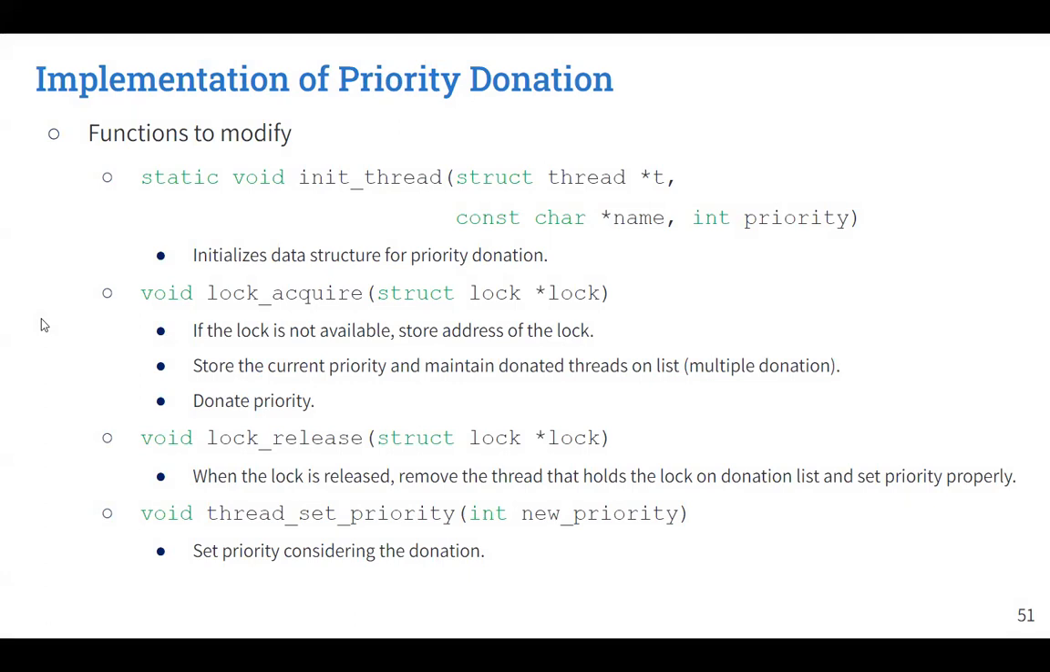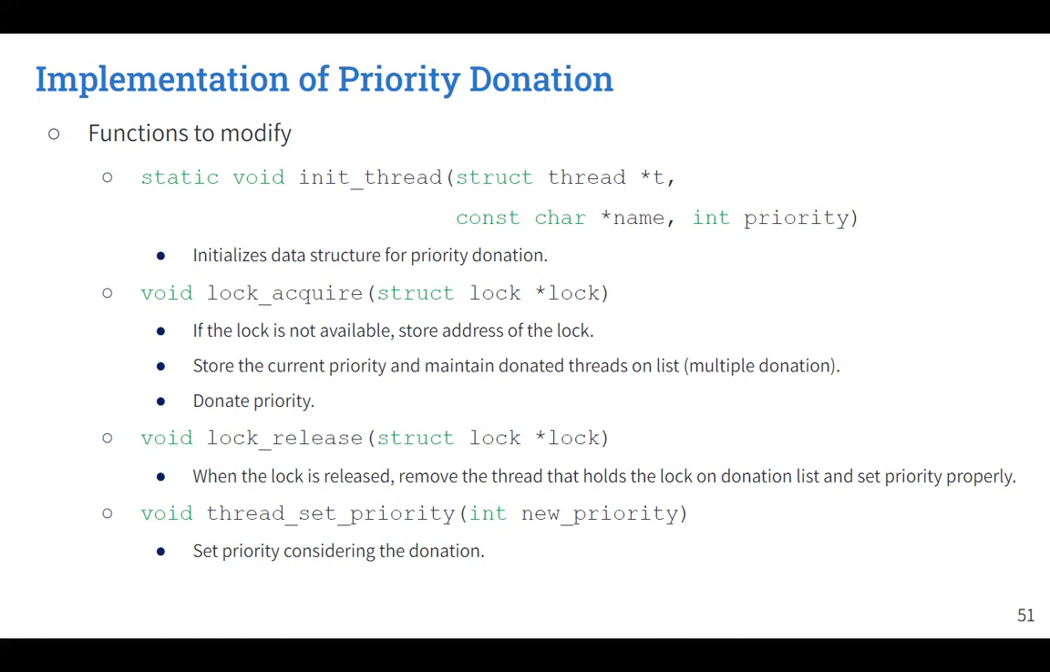So for the actual implementation of priority donation, you would have to modify the following functions. You would have to modify the init thread function so that it initializes the data structure for priority donation. And you would have to modify lock acquire. So if the lock is not available, you should store the address of the lock in the thread structure. And you should store the current priority and maintain donated threads on the list. And also donate priority if necessary.